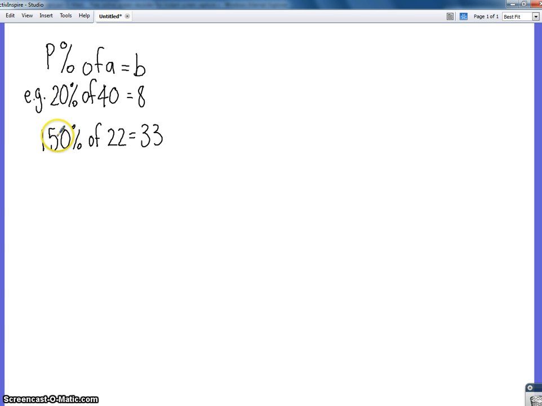So what changes back here? The percentage. What are you noticing? That when the percentage is under 100%, what happens with A compared to B? A's bigger. A is greater than B when the percentage, or P, is less than 100%. Yeah?